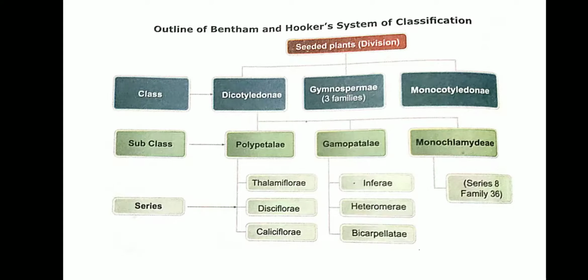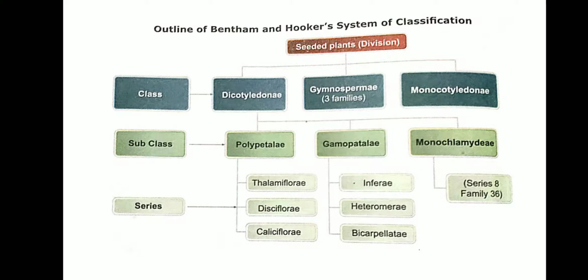This is the flow chart which is given in your textbook, page number 200. Outline of Bentham and Hooker system of classification. So how many classes? Three classes: dicotyledon, gymnospermae, monocotyledon. Now the subclasses which are coming under dicotyledon, you see.